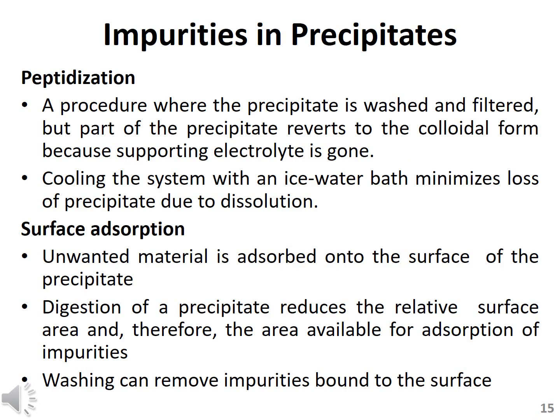Another phenomenon is peptization, which is a process where precipitate is washed and filtered, but part of the precipitate reverts to the colloidal form. इसमें प्रेसिपिटेट जो बन जाते हैं उनको वॉशिंग और फिल्ट्रेशन के प्रोसेस में बहुत सारे फिल्टर्स ऐसे होते हैं जो है वो कोलाइडल फॉर्म में आ जाते हैं। तो जो कोलाइडल फॉर्म में आ जाते हैं उसको हम पेप्टाइडेशन बोलते हैं। इस पेप्टाइडेशन को कम किया कैसे किया जा सकता है?